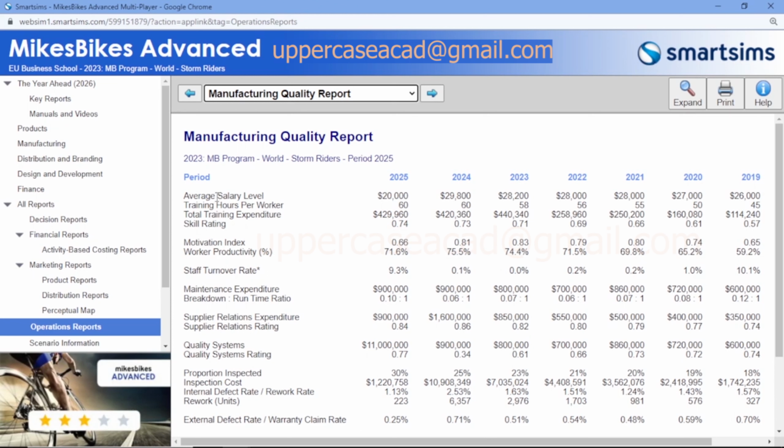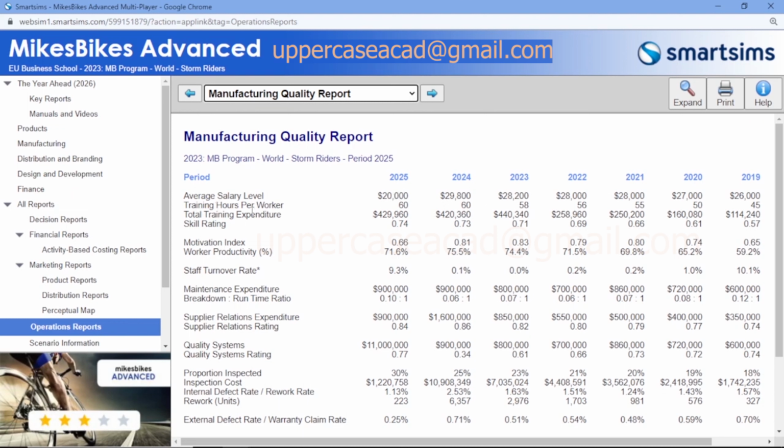So here we have the average salary that I've been paying, the average salary level. If you look at my game, I've been increasing my average salary, because I started with 26, then 28, then this one was 29. For this year I've not yet played it, that's why you are seeing it at 20.